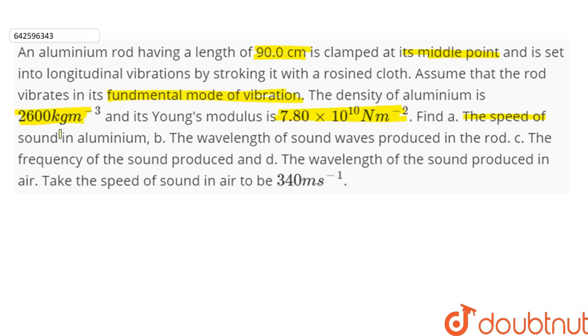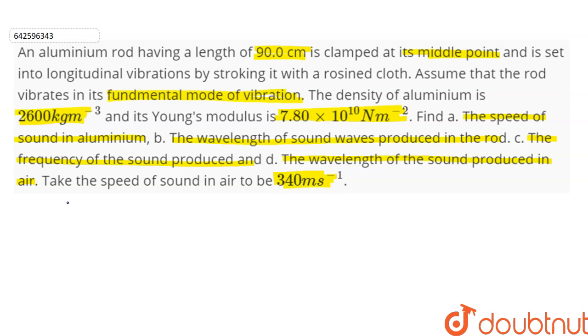Find A part, the speed of sound in aluminum, B part, the wavelength of sound wave produced in the rod, C part, the frequency of the sound produced, and D part, the wavelength of the sound produced in air. Take the speed of sound in air as 340 meter per second.